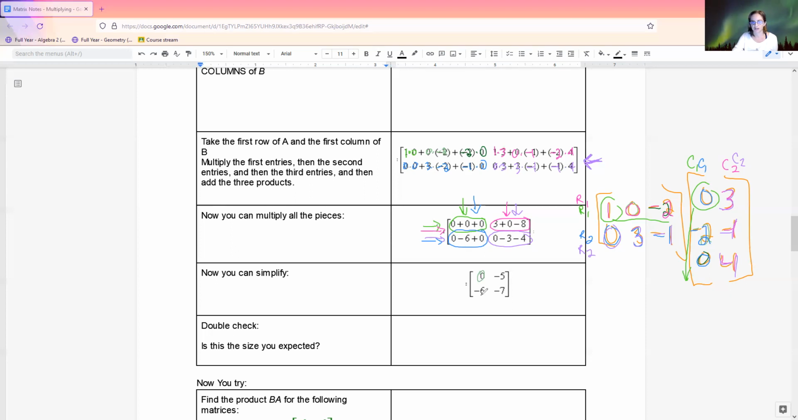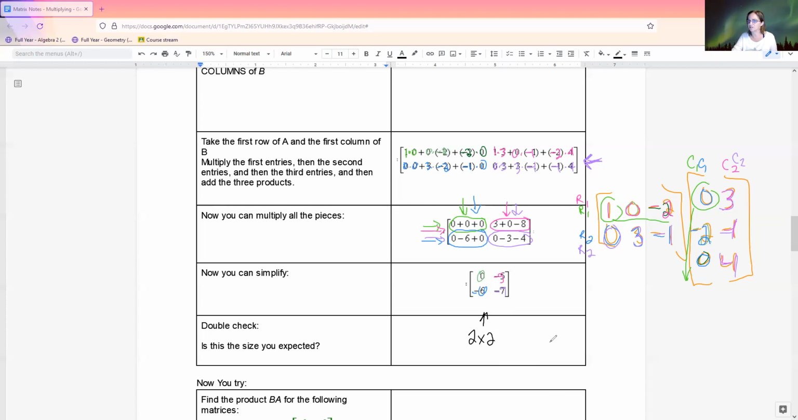0 minus 6 plus 0 is minus 6. 3 plus 0 minus 8 is negative 5. And then 0 minus 3 minus 4 is minus 7. Okay, so what did we end up getting? We ended up getting a 2 by 2 final answer matrix.